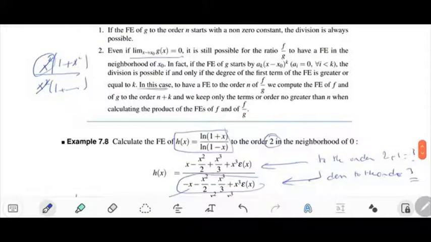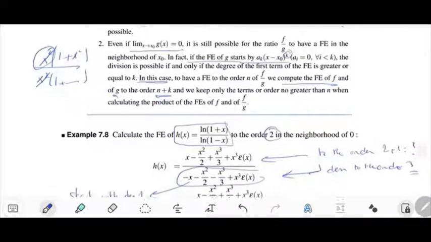So this case is, if the finite expansion starts by a power k, we compute the finite expansion of f, the numerator, to the order n plus k. If I'm asking for an order n, you will calculate for n plus k, you will add the minimal degree of g, the degree by which g is starting, and then you will calculate also g to the order n plus k, so f plus g. So this is what I did in here.